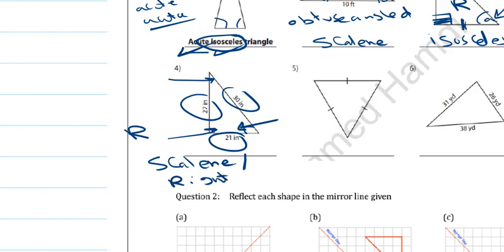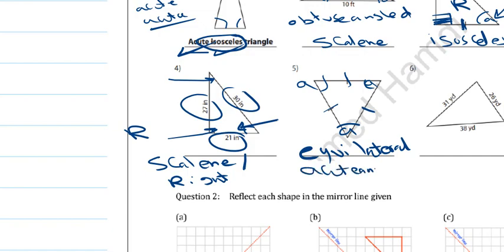Number 5 triangle, we have three sides which are equal. So this triangle is called equilateral. And all angles here are acute. So we have acute, acute. So this triangle is an acute angled triangle. Number 6, all sides are different.